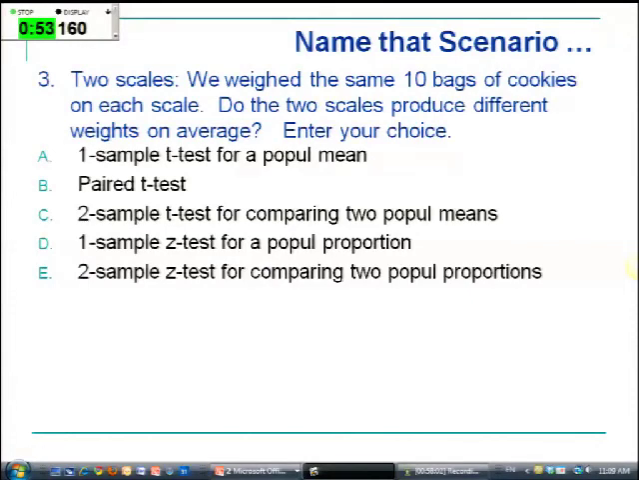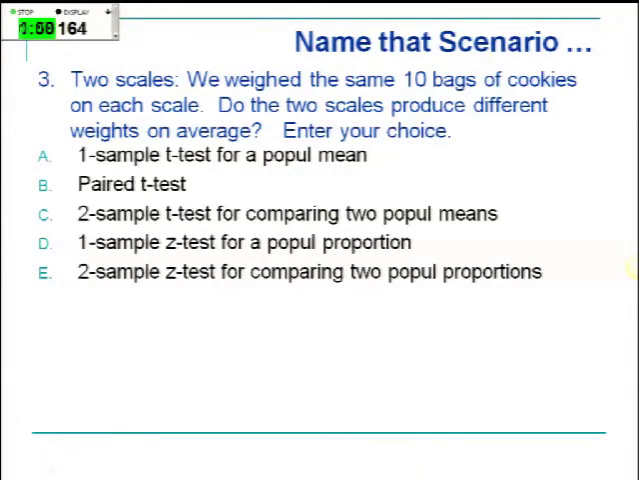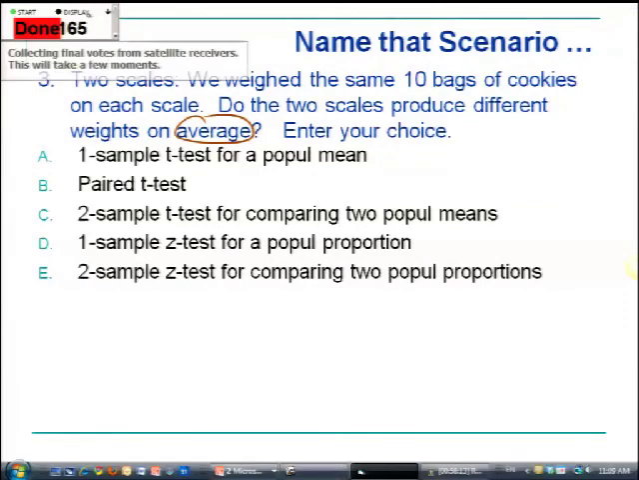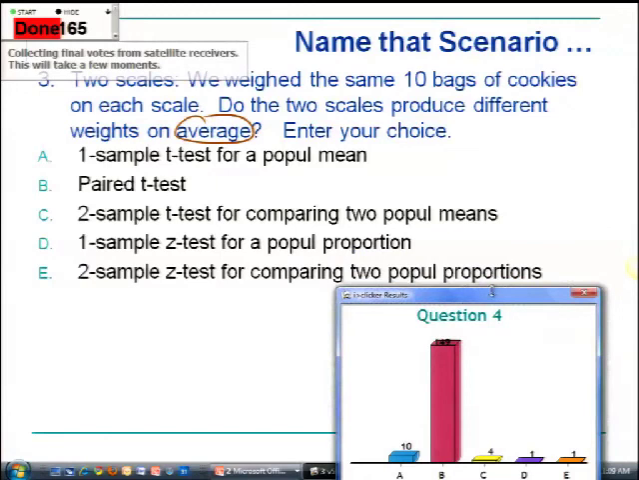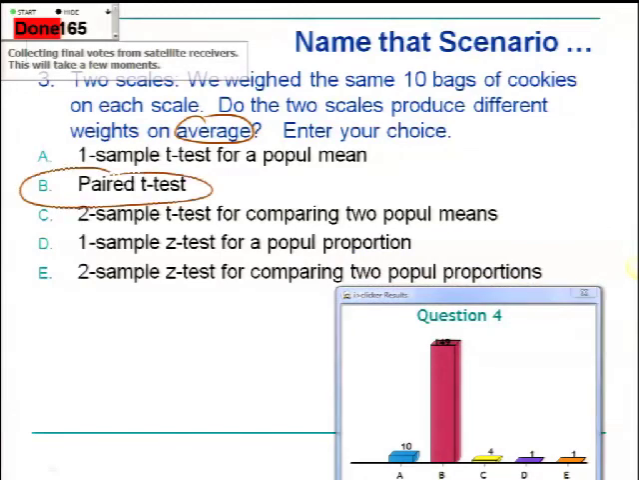It should be one of the first three because it's weights, which is quantitative, which means means. There's average, keyword. And how are we doing? Most picking the correct paired design. A paired t-test. Why is it paired?